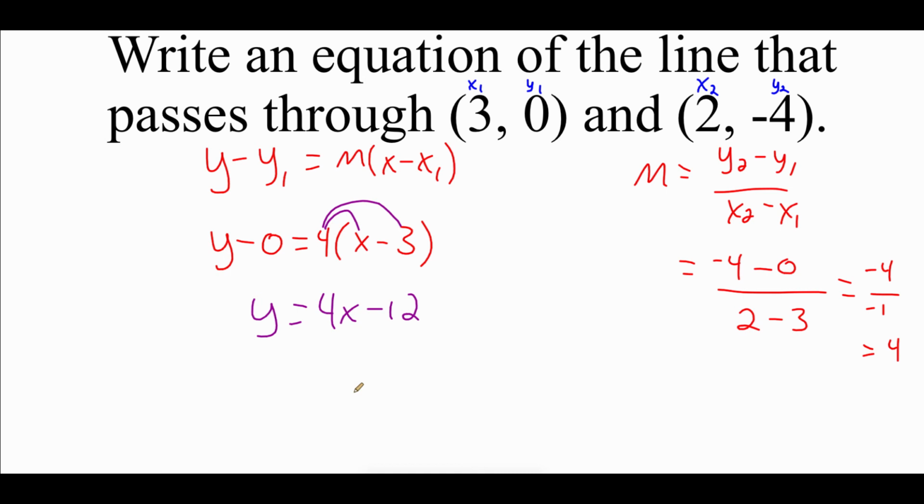Now I will remind you that we could have chosen to use the other point. We could have used the 2, negative 4 point to plug into our point slope form, and we would have gotten the exact same answer. So it doesn't matter which point you choose when you're using point slope form with 2 points.